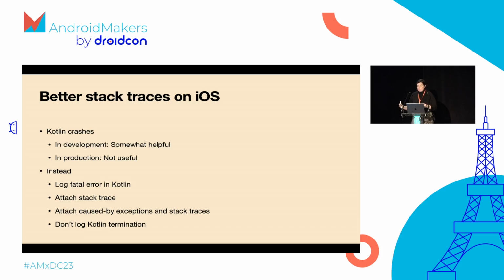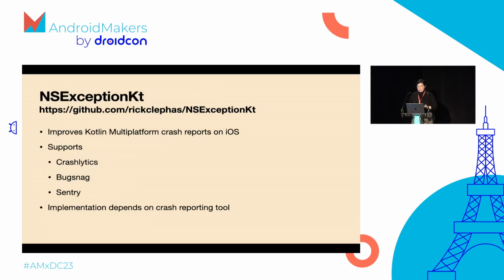What we need is something that will log the fatal errors and have it make sense and attach our stack traces to it. We also want our caused-by exceptions to be added with their stack traces. But we don't want that kabort thing because we know our app crashed. So what we can do is use something like NSException-Kt.